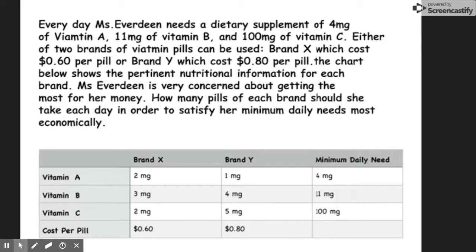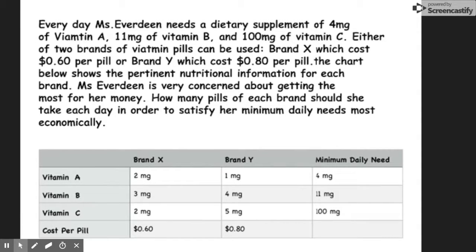First, we're going to read you our problem. Every day, Miss Everdeen needs a dietary supplement of 4 milligrams of vitamin A, 11 milligrams of vitamin B, and 100 milligrams of vitamin C. Either of these two brands of vitamin pills can be used: the X brand, which costs 60 cents per pill, or the Y brand, which costs 80 cents per pill. The chart below shows the pertinent nutritional information for each brand. Ms. Everdeen is concerned about getting the most for her money.